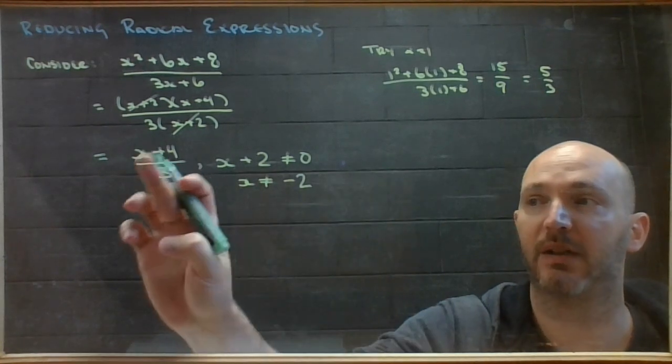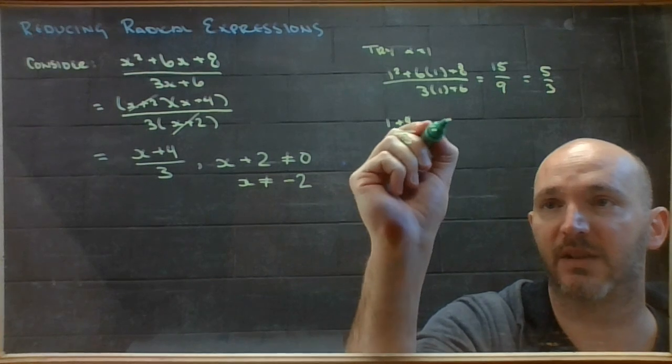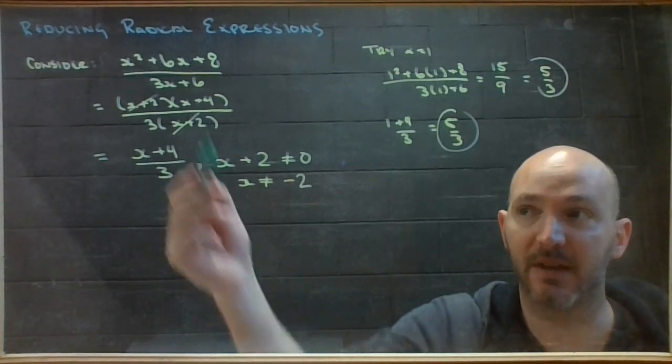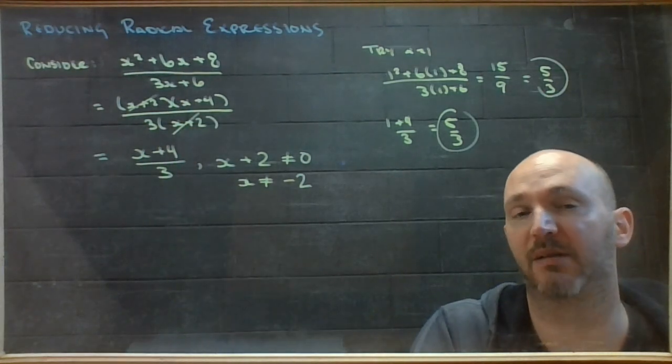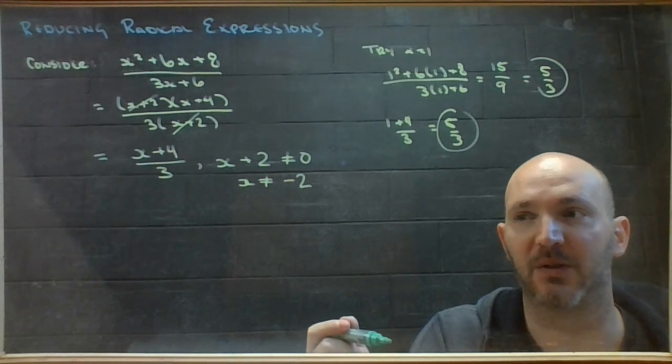If I try 1 in this expression, I get 1 plus 4 over 3, which is 5/3. So they have exactly the same output. So this expression is equivalent to that expression, as long as x isn't negative 2.